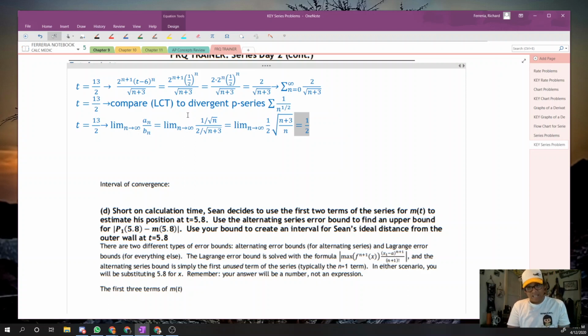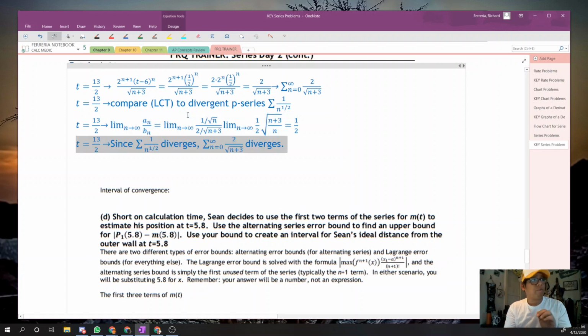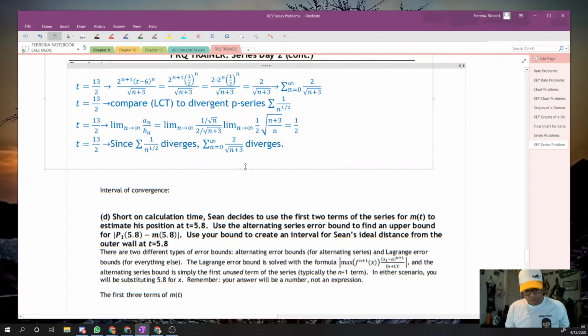LCT says that if the limit is any number, then the two series are going to do the exact same thing with respect to convergence. So they're either both going to converge or both going to diverge. Well, we already know that one of those series diverges. So the other one, the one we're really interested in, 2 over root n plus 3, has to diverge as well.